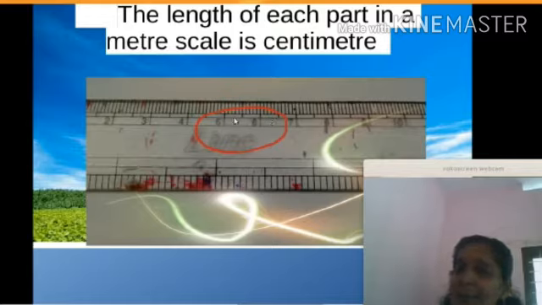1 centimeter is divided into 10 equal parts. In this, these small lines represent millimeter. The length in between the small lines represents millimeter. So, centimeter is a small unit of length. Millimeter is also another small unit of length.